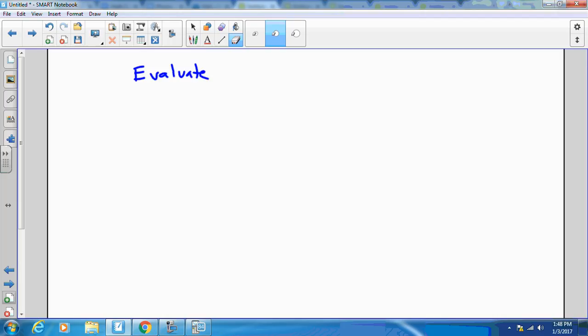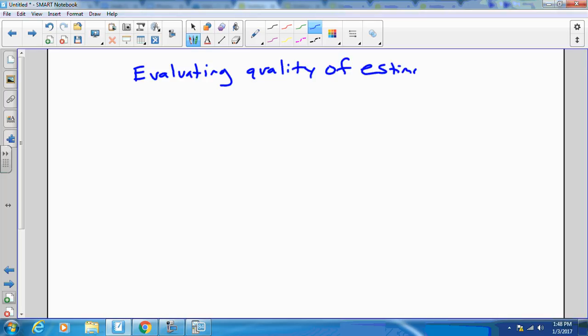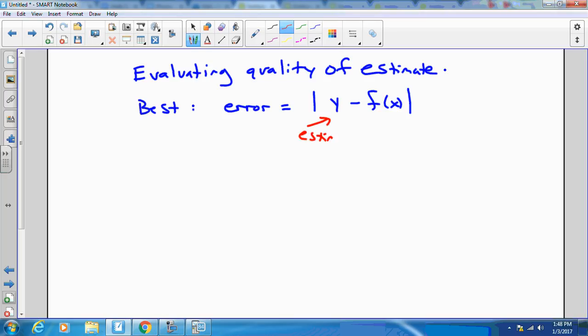If I want to evaluate the quality of my estimate, then there are 3 things that I can do. The best, the gold standard, if I can do it, is to simply say that the error is equal to the absolute value of the difference between the estimate and the true value.